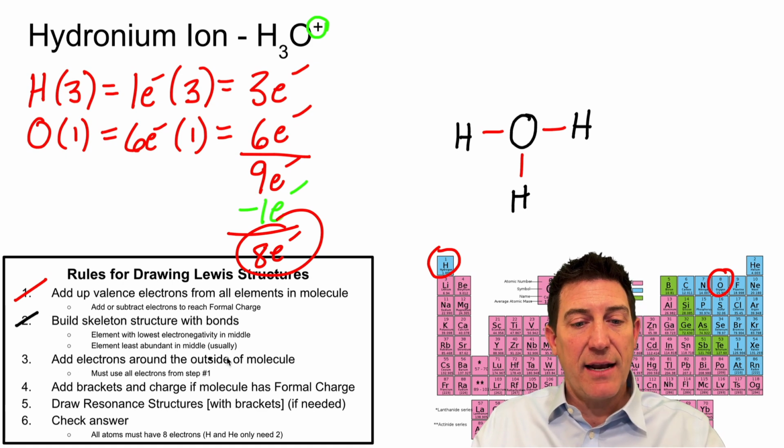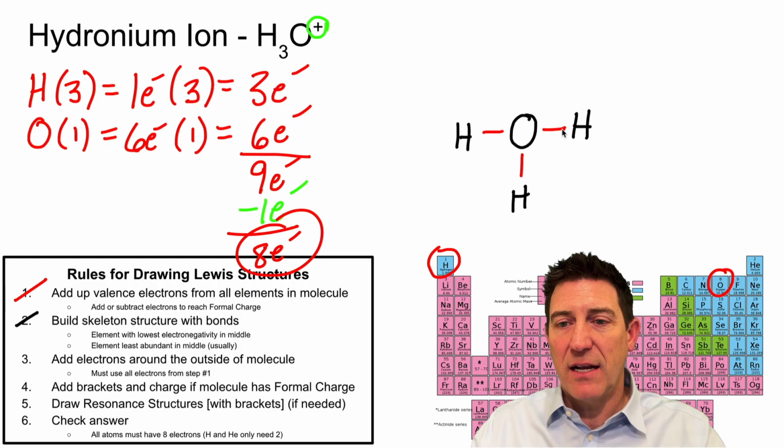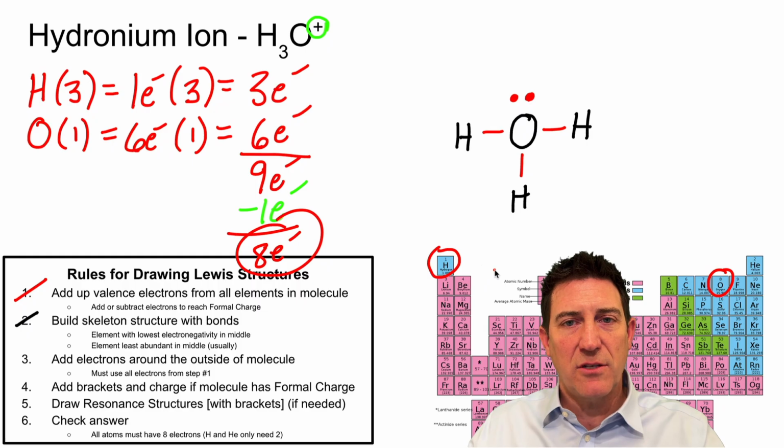Number 3, add up the electrons, put them around the outside of the molecule. I need to have 8 on this, and I've got 2, 4, 6. So where do the other 2 go? They can't go on the hydrogens because those are full. But oxygen does not yet have 8 electrons, so they must go on the oxygen right here.